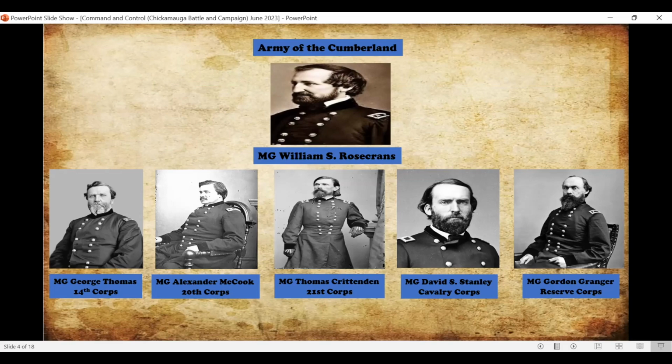Then Alexander McCook of the Fighting McCooks, the 20th Corps. Major General Thomas Crittenden, who is the only non-West Pointer amongst the group. And then we have General Stanley, the Cavalry Corps, and General Gordon Granger, commanding the Reserve Corps.